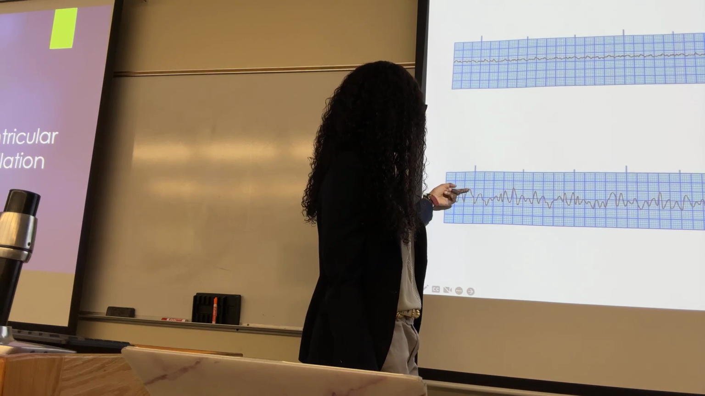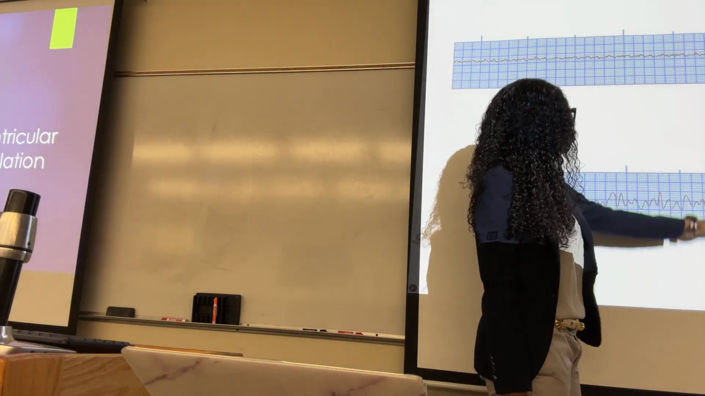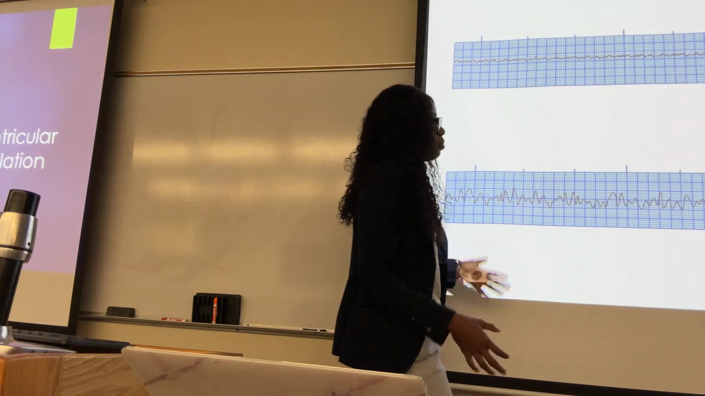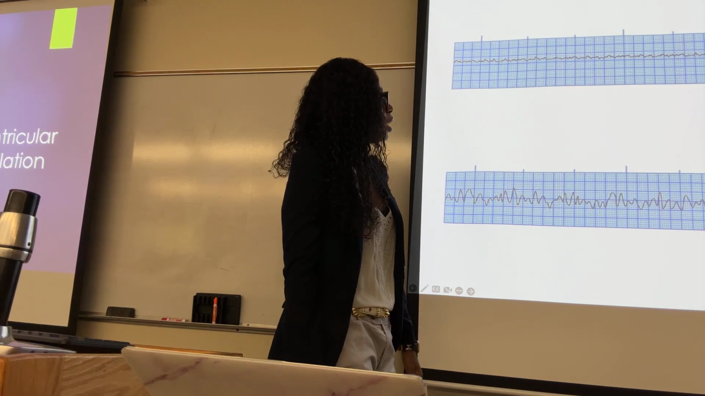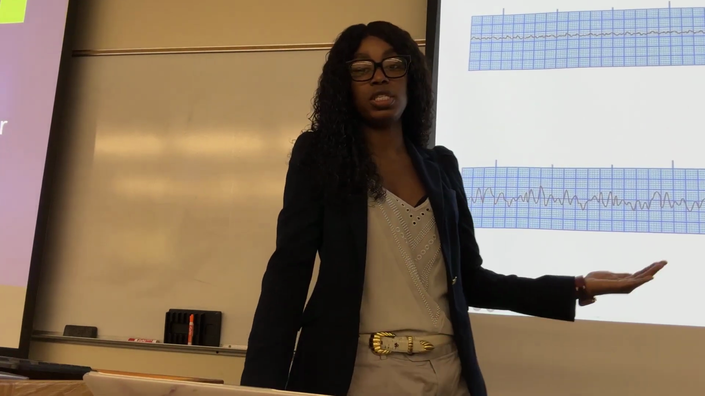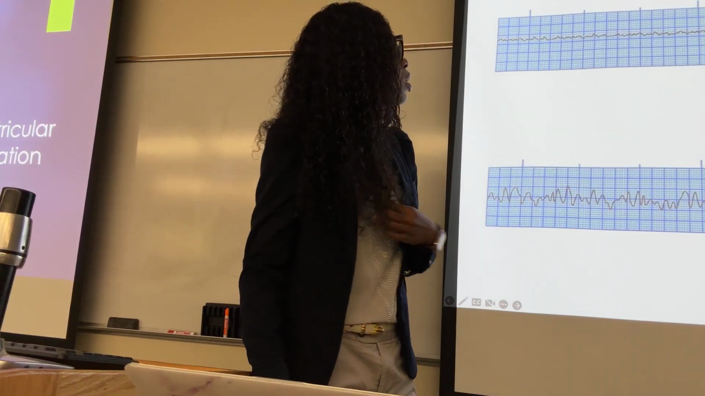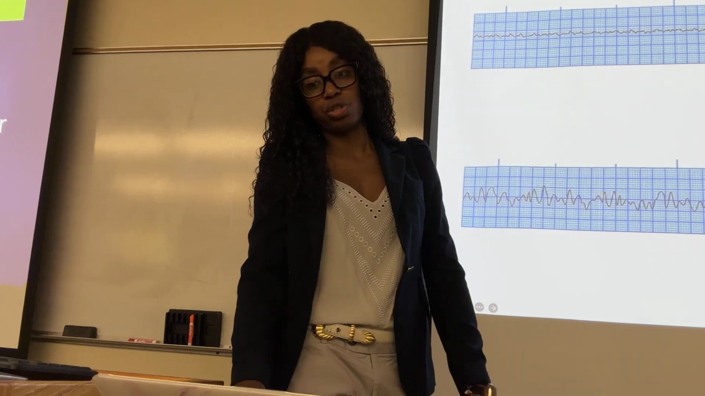Same here. Put a line across here. The line's not going to hit each curve, so that tells you it's VFib. The heart is quivering. It's not pumping properly. Obviously, we said neither one is good. VTAC is not good. VFib is not good. But VFib, as you can tell, is much worse.